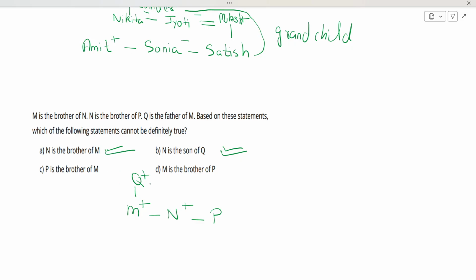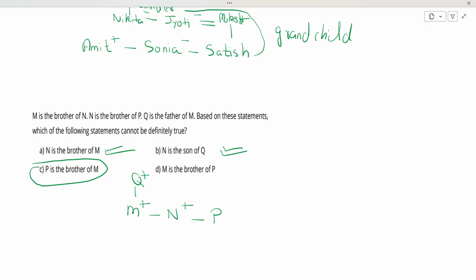P is the brother of M. Now, we don't know the gender of P, so it might be that P is the sister of M. So, yeah, this would be our answer, because M is the brother of P, that's true. P is the brother of M, cannot be said because we don't know the gender of P. P might be the brother, P might be the sister.